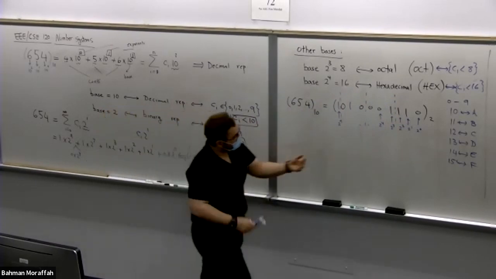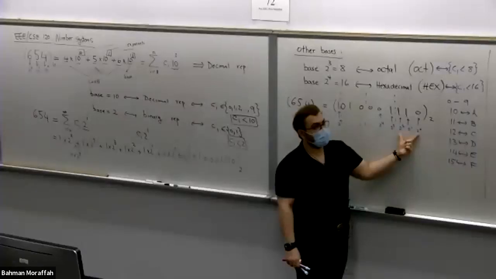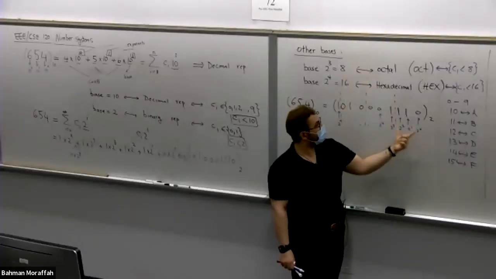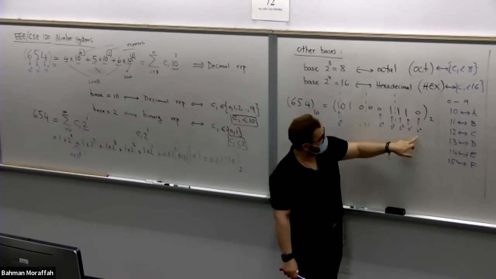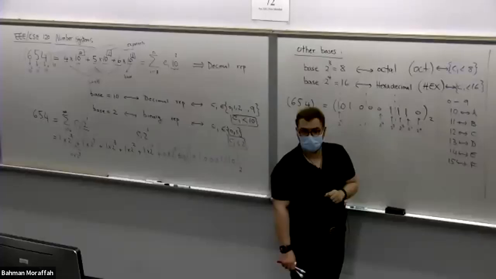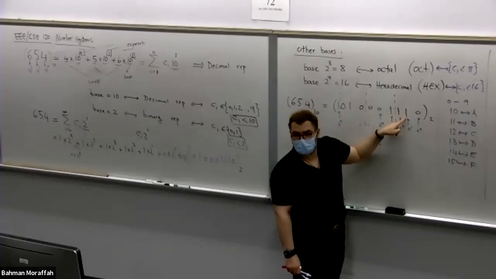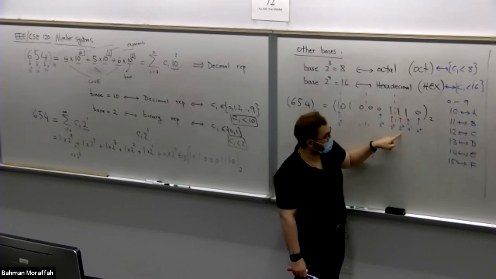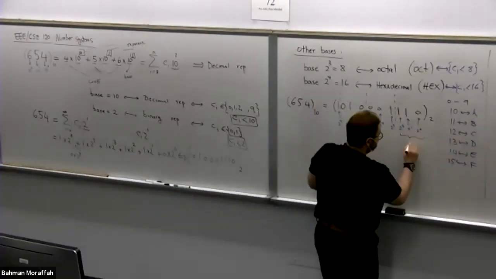If I do that, what is this number in octal? Well, look at it. That's basically 0 times 2 to the 0, so it's 0. 1 times 2 to the power 1, so it's 2. Plus 1 times 2 to the power 2, so it's 4. So this one over here represents a 5.